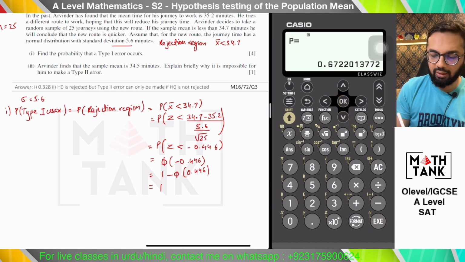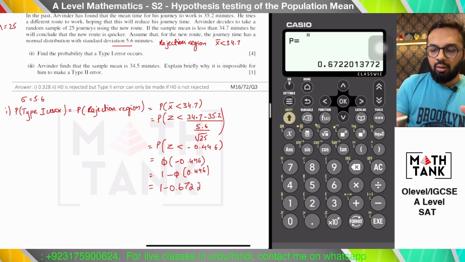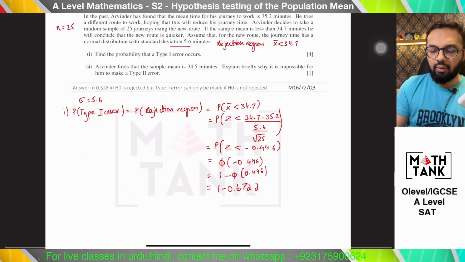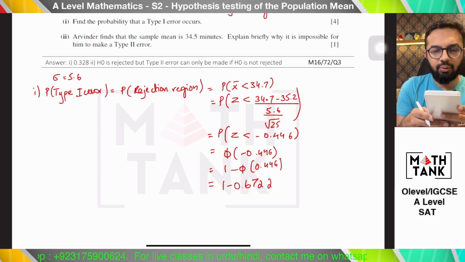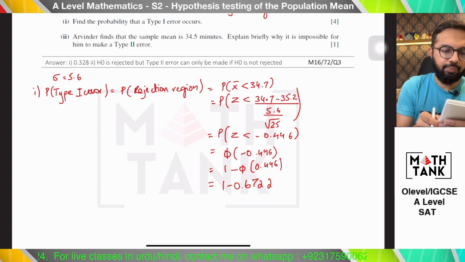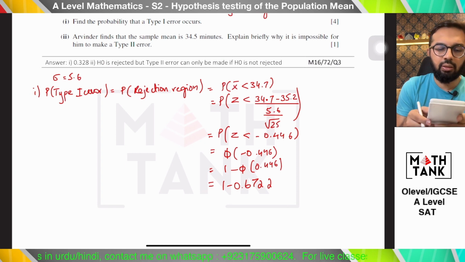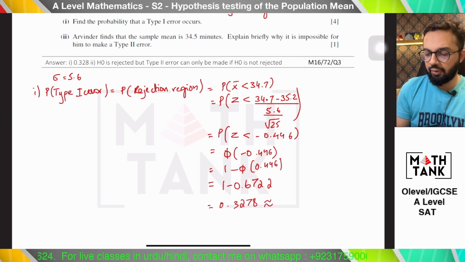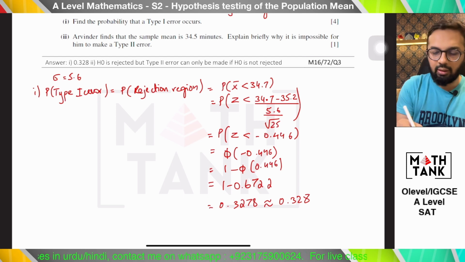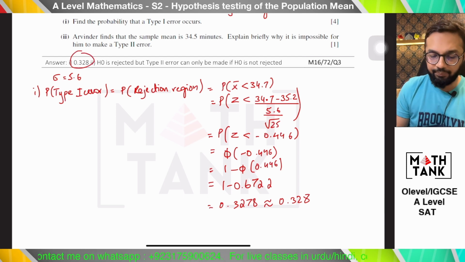So I get 1 minus 0.6722. That value might differ a little from the table. If you were reading the table, it might be a decimal rounding off, which is fine right now because I'm teaching you how to use a calculator. 1 minus 0.6722 is 0.3278. Your final answer will of course be 0.328. That is the correct answer here.